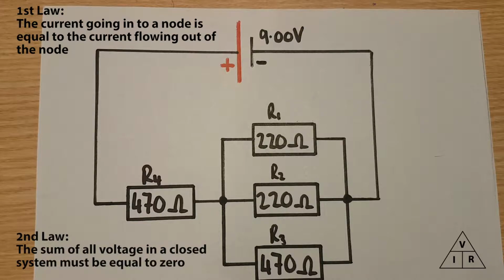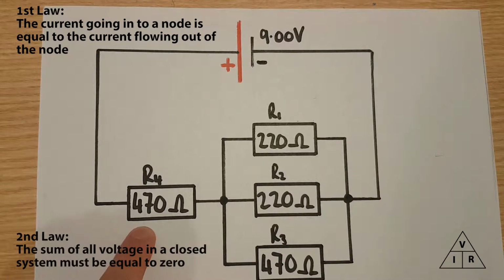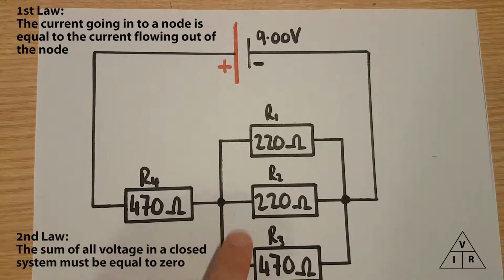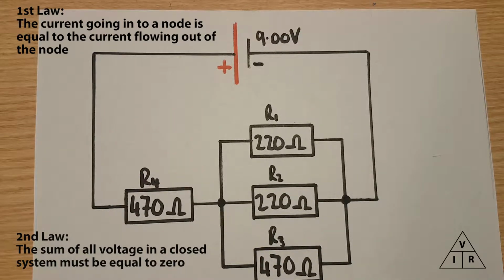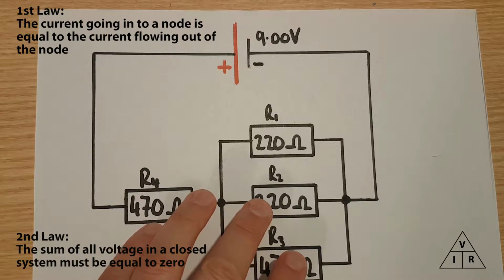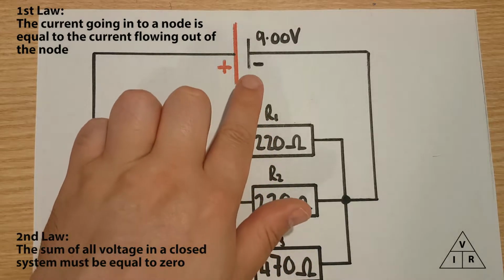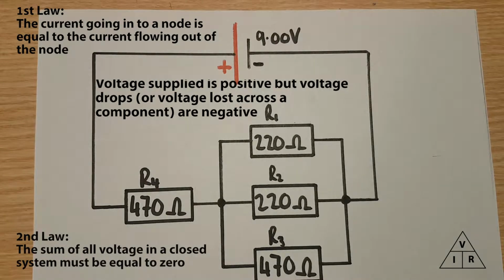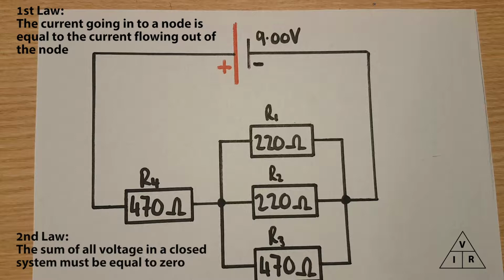Now the second law, we have a potential difference of 9 volts up here. If we were to work out the voltage drop across this component and add it to the voltage drop across this one, and this one, the voltage of all of these components subtracted off our original voltage will equal 0. This coincides with the law of conservation of energy, because what goes in basically must come out.